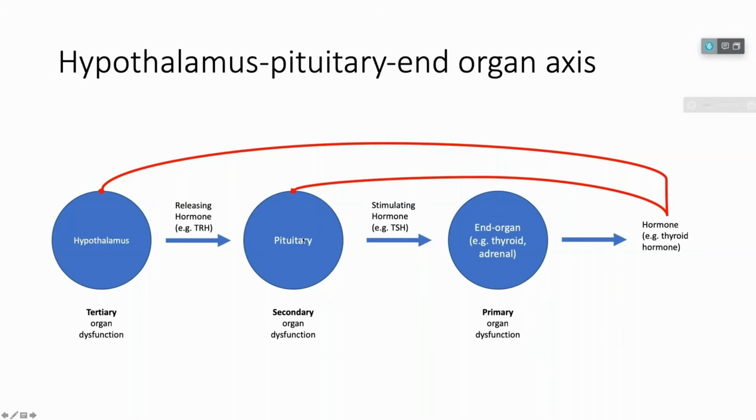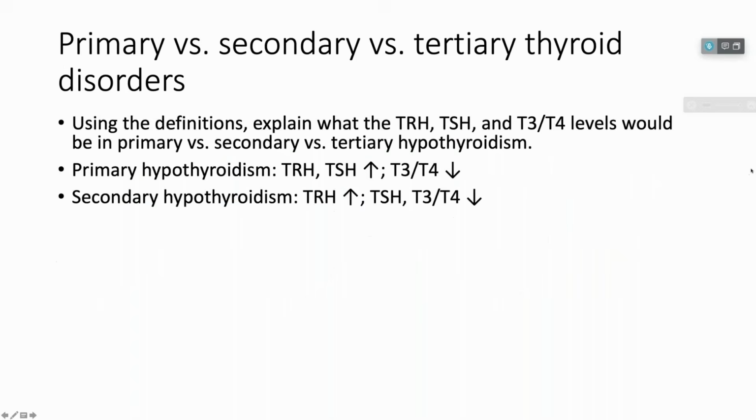Problem is I have a problem in the pituitary. So even if I disinhibit the pituitary, I can't increase my TSH. So TRH is up, TSH is down, T3, T4 is down. Great, exactly. And then let's go to Jason finally.